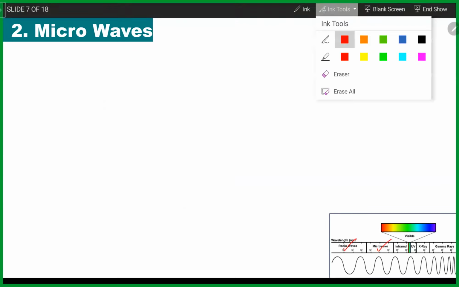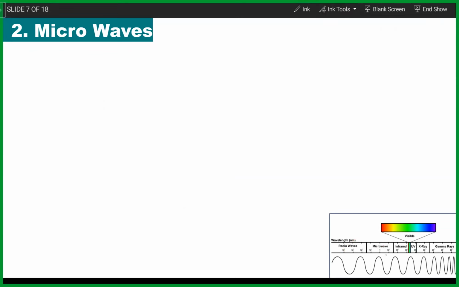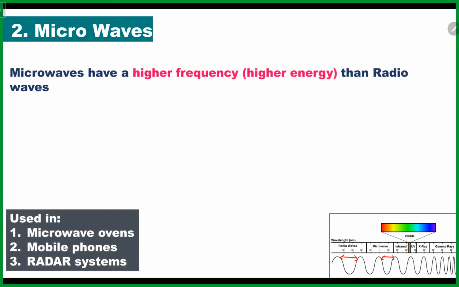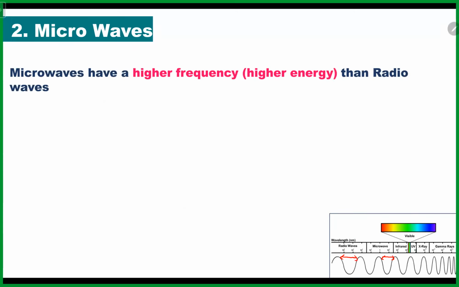So now that we've covered radio waves, we are moving on to the second type of electromagnetic waves in the spectrum, which is the microwaves. Now, the fact that microwaves are the second type of wave in the spectrum means that they have a lower wavelength compared to the radio waves. And because they have a lower wavelength, they have a higher frequency and higher energy compared to the radio waves.